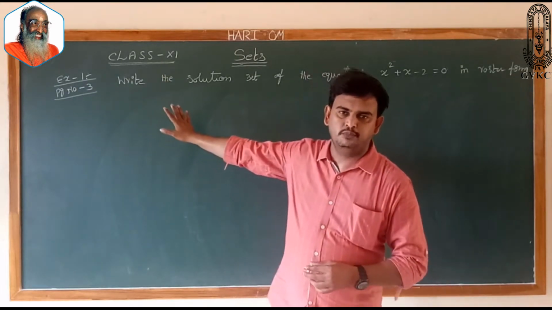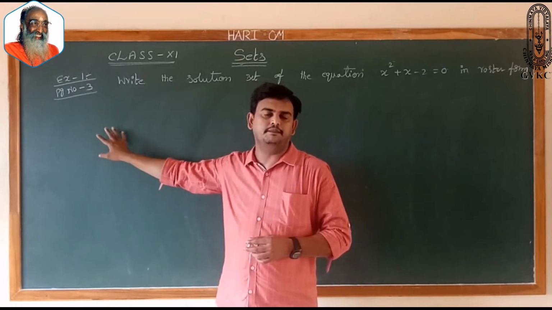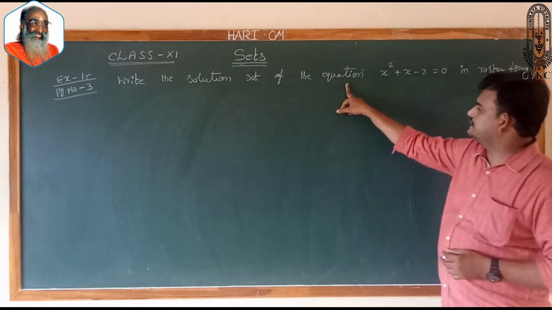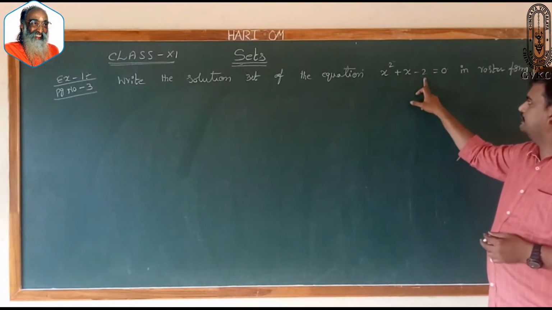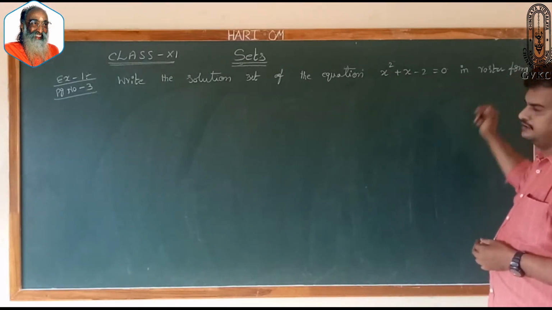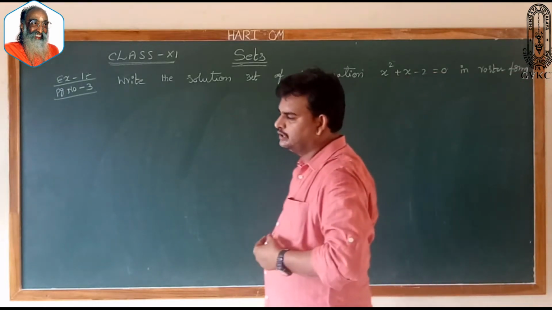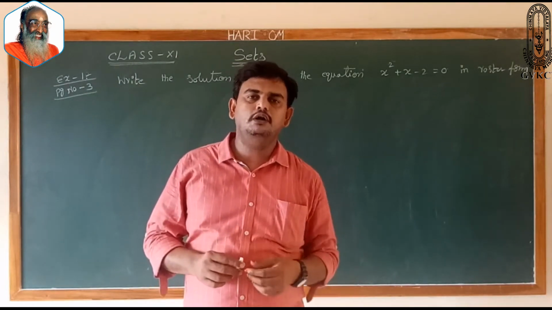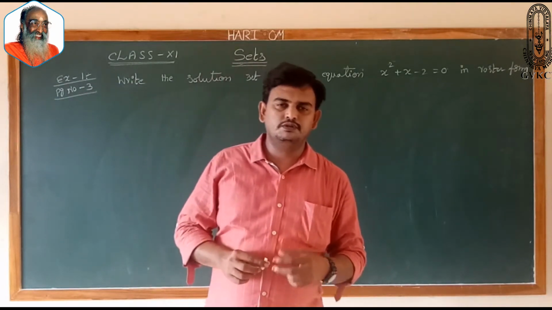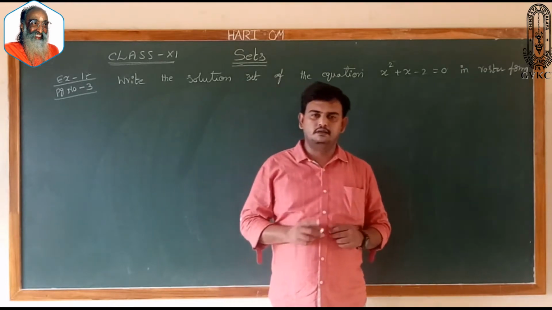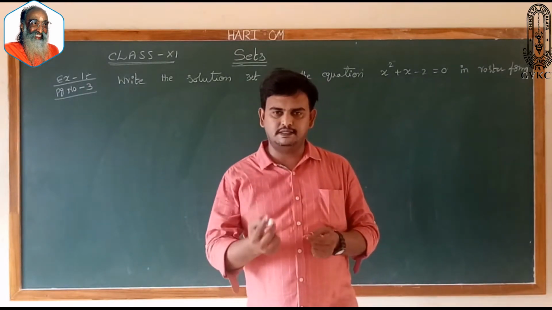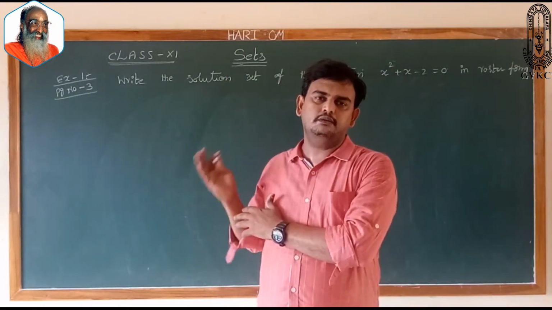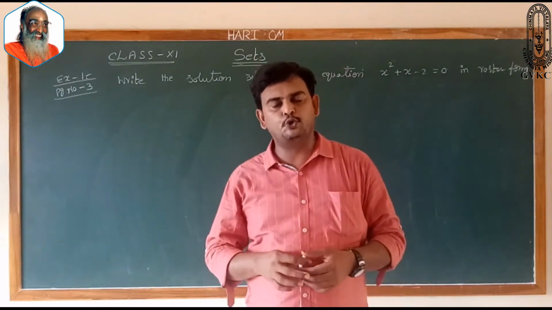Here we have example number 1 from page number 3. Write the solution set of the equation x square plus x minus 2 is equal to 0 in roster form. As we know, roster form is also called list form. So a set can be represented in two ways: one is roster form, another one is set builder form. They asked that the solution set we have to represent in roster form.